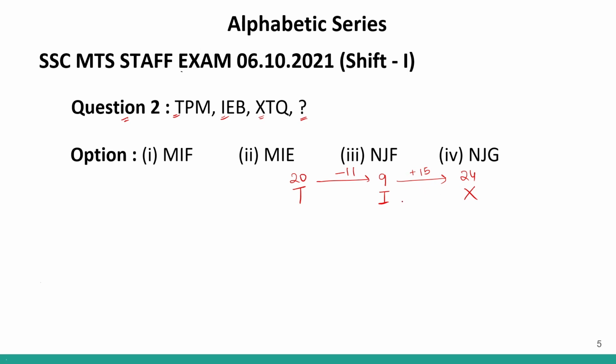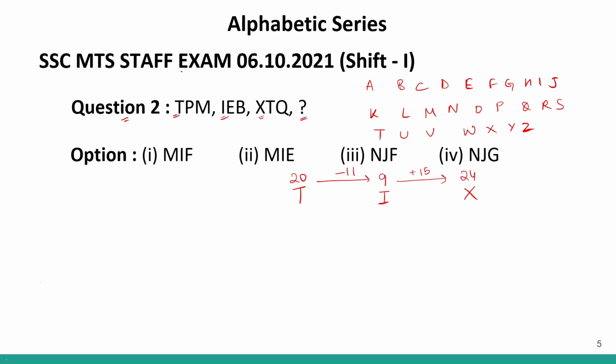So this does not make sense to me. So let us again look at the backward way. So A, B, C, D, E, F, G, H, I, J, K, L, M, N, O, P, Q, R, S, T, U, V, W, X, Y, and Z. Correct? These are your alphabets.